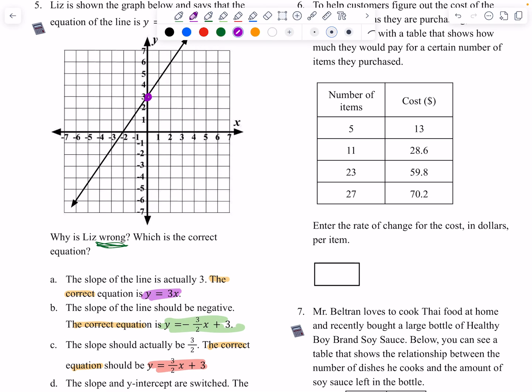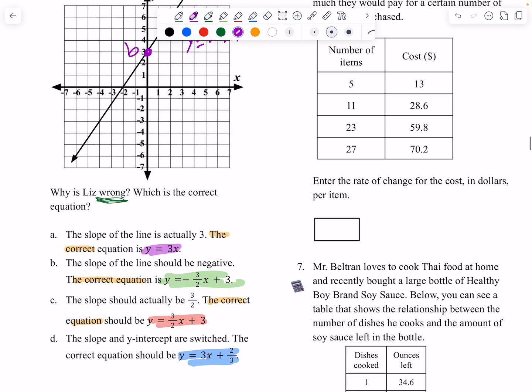So again, y equals mx plus b. Here's my b where it crosses the y-axis, my y-intercept. So it should be plus 3. So that one is plus 0. So it can't be A. That one is plus 3. That one is plus 3. That one is 2/3. So it can't be that one. So now it's a 50-50.